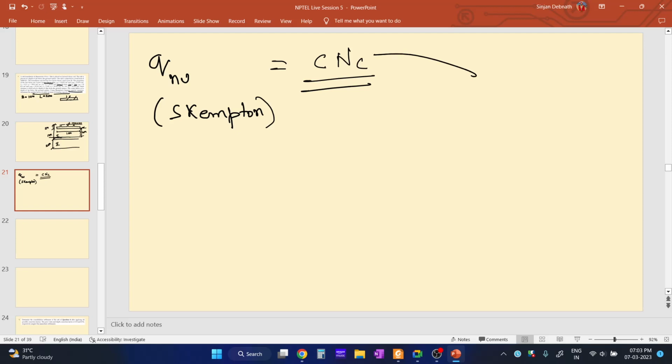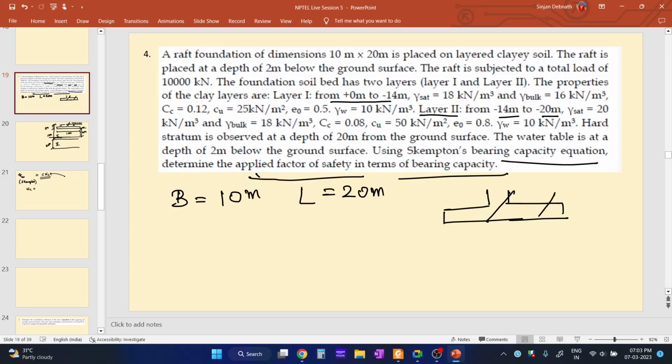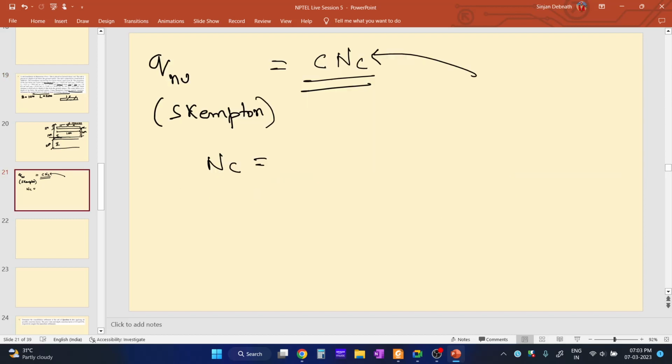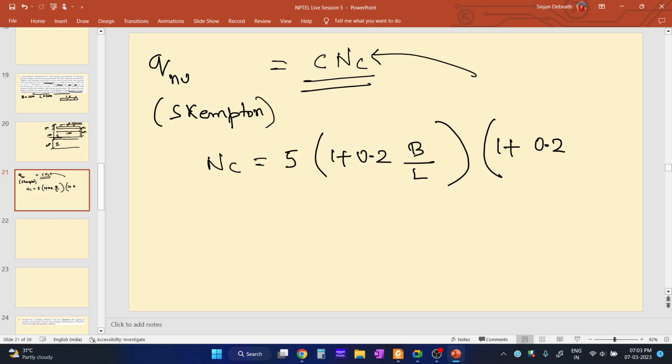Now this N_c is different over here. We need to use Skempton's equation to find out N_c. So what is Skempton's N_c? It is for a rectangular footing. It is 5 into (1 plus 0.2 B by L) into (1 plus 0.2 D_f by B), and this should be less than or equal to 9.